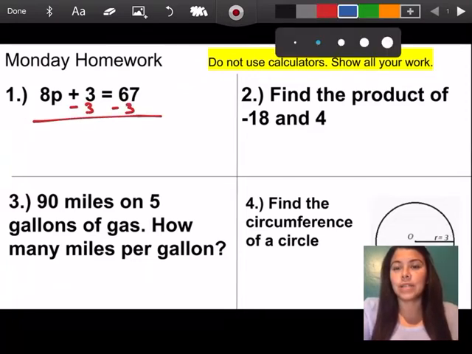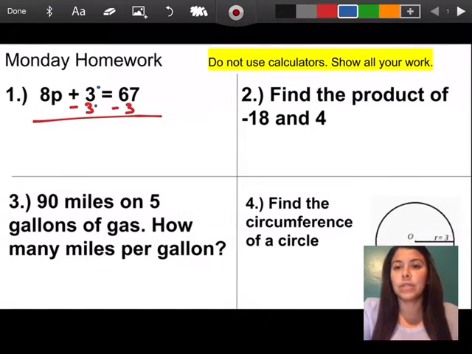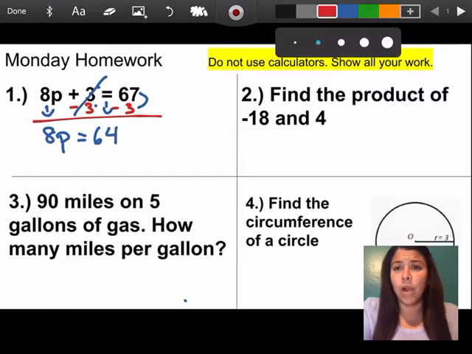We have to ask ourselves, do we have opposites? Are the 3's opposites so we can cross them out? Bring down your 8P, bring down your equal sign, and focus on that side. 67 minus 3 gives us 64. P is still not by itself, so we have to get rid of the 8. We get rid of the 8 by doing its opposite.